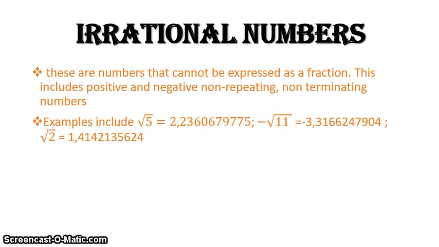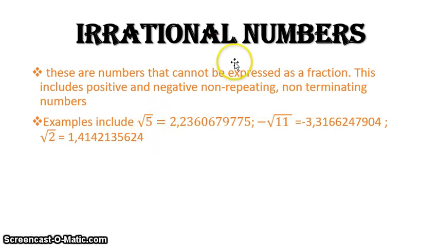Next, we have irrational numbers. From the word rational, irrational is the opposite. Irrational numbers are numbers that cannot be expressed as a fraction. These include all positive and negative, non-repeating and non-terminating numbers.